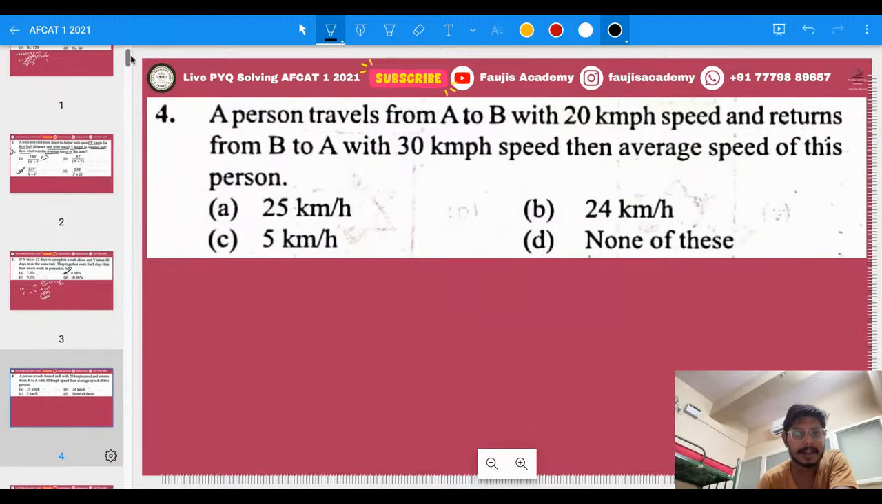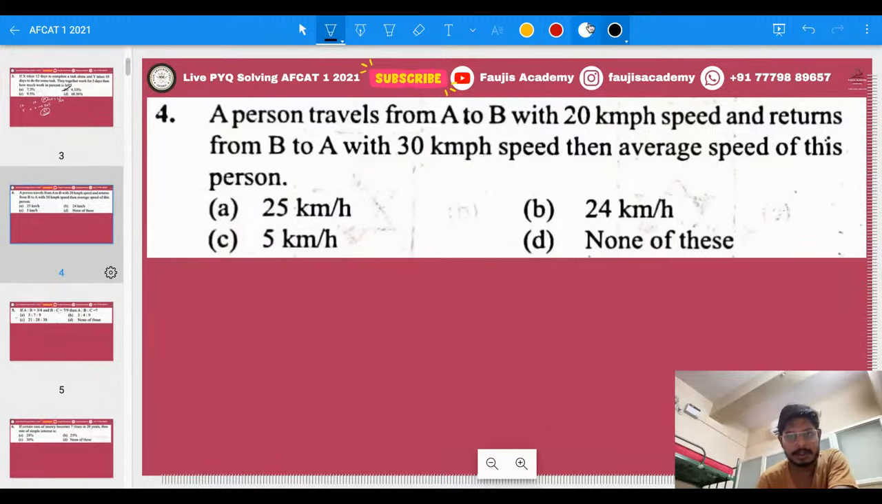Okay, right? The next question, question number 4, a person travels from A to B at 20 kmph and returns from B to A at the speed of 30 kmph. So again, we'll find out the harmonic mean. Why? Because he is going from A to B and going back from B to A. That means he is traveling the same distance. Distance is constant, 2ab by A plus B, right? So we will solve this. If we solve this, we'll get 24 as the answer over here.